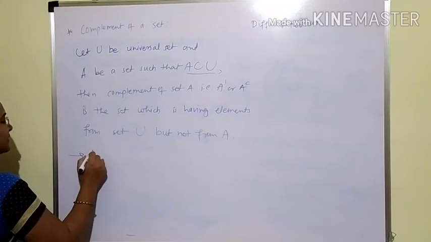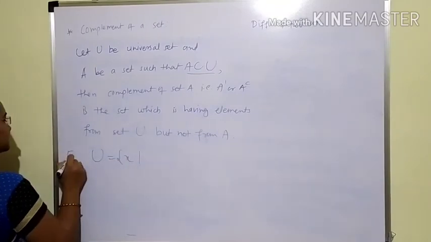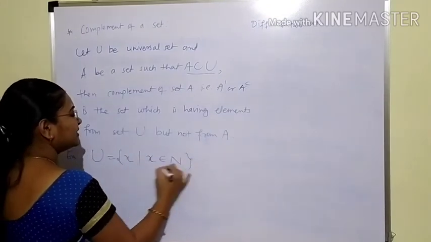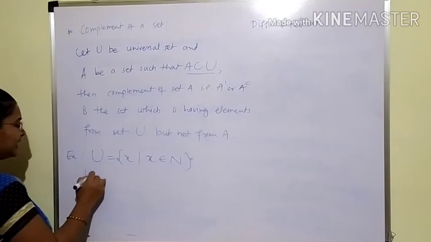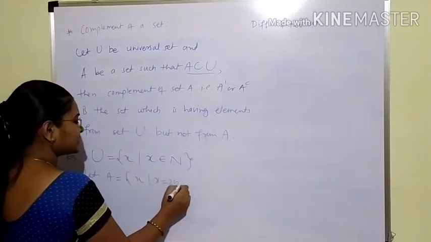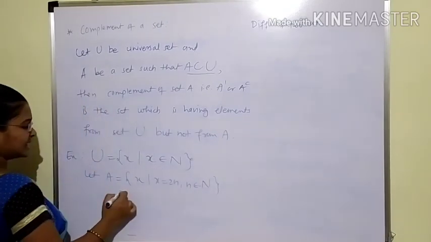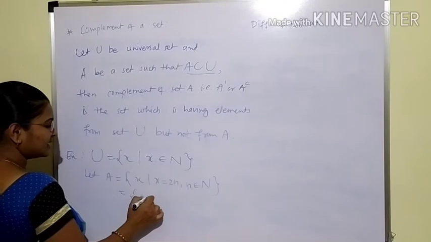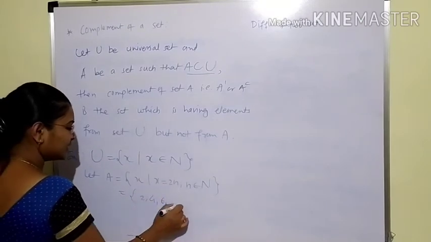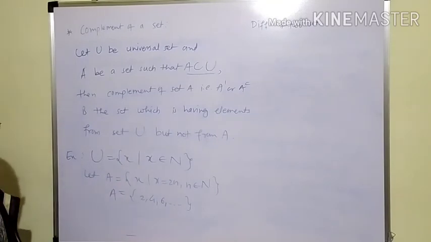Suppose we consider the universal set as the set of x such that x belongs to the set of natural numbers, and let A be the set of x such that x equals 2n and n belongs to natural numbers. So this set has all even natural numbers as its elements. It will have 2, 4, 6 and so on. So here, what will be the complement of set A?